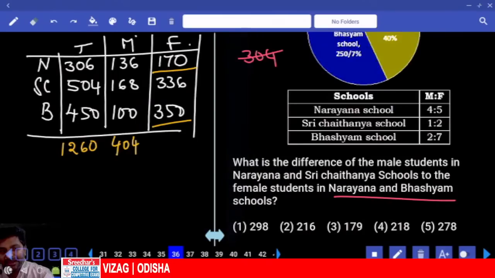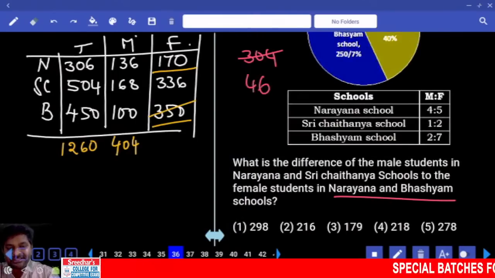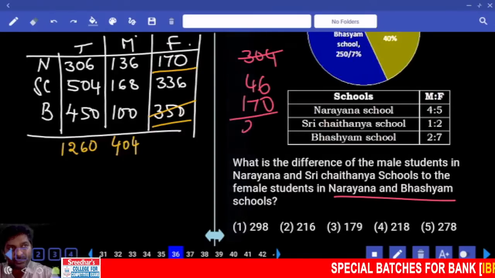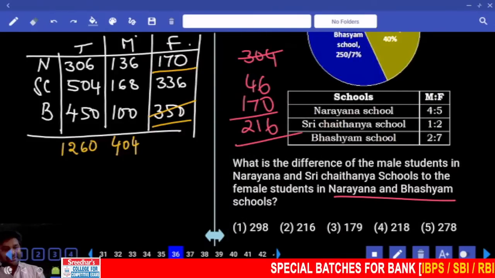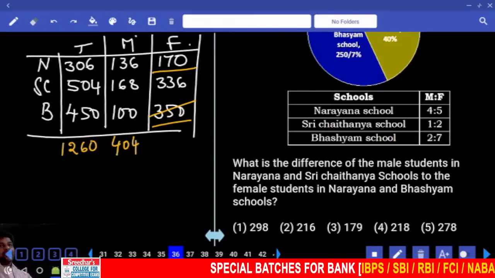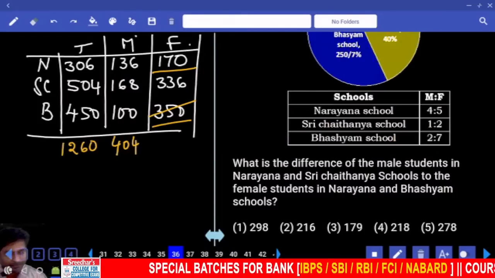Wait a minute. First subtract 304 from this number. 46 added to 170, 216. Or you can go with last digit verification also.